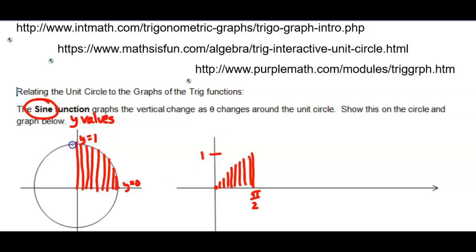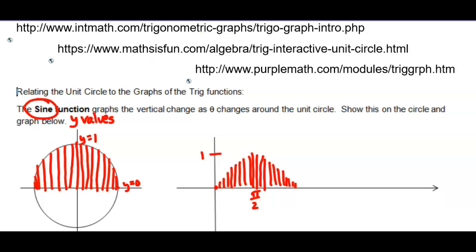Now the y values start getting shorter again over here, but not very fast, okay? They are getting shorter and shorter till they get back to 0. So they are doing this. Okay? So those are the y values.